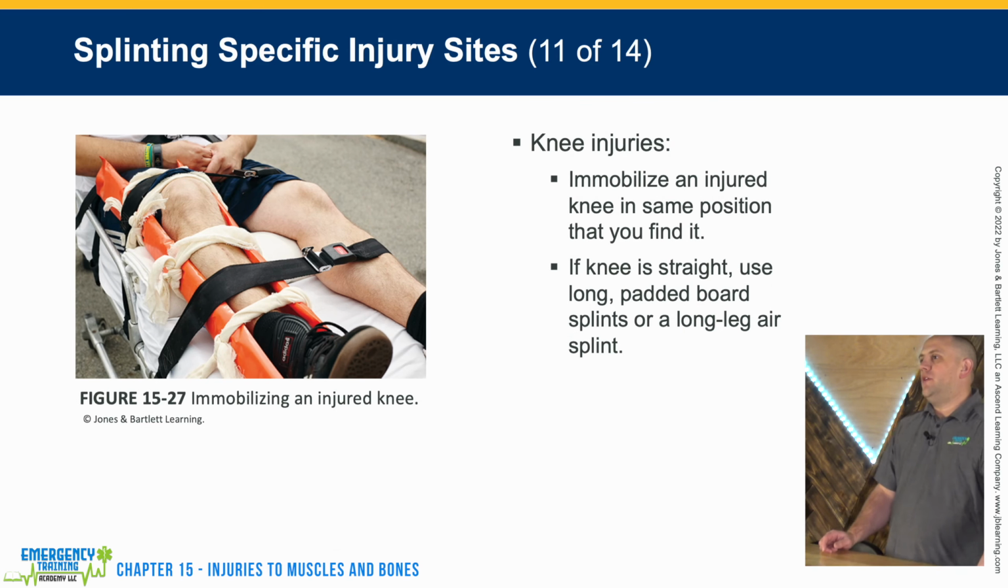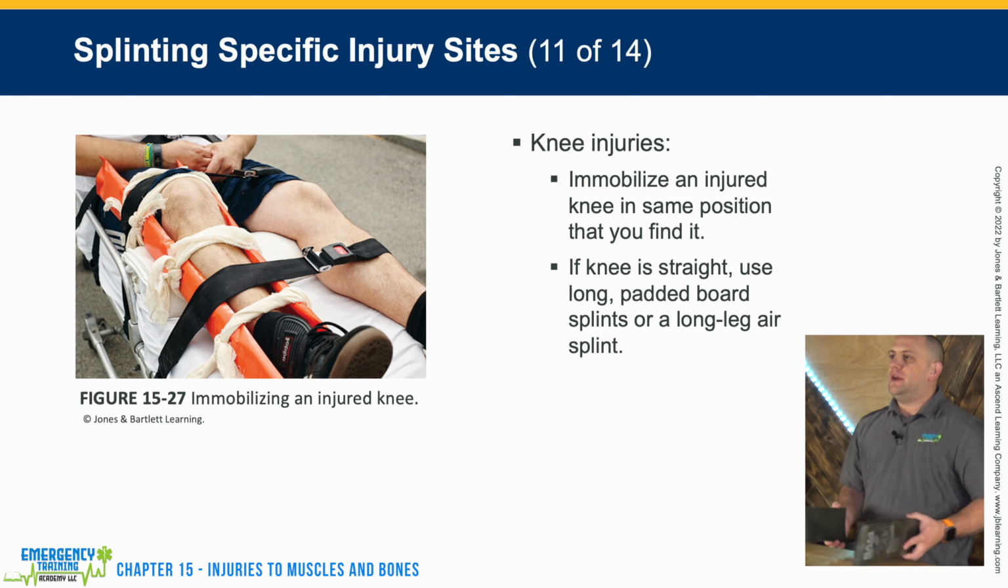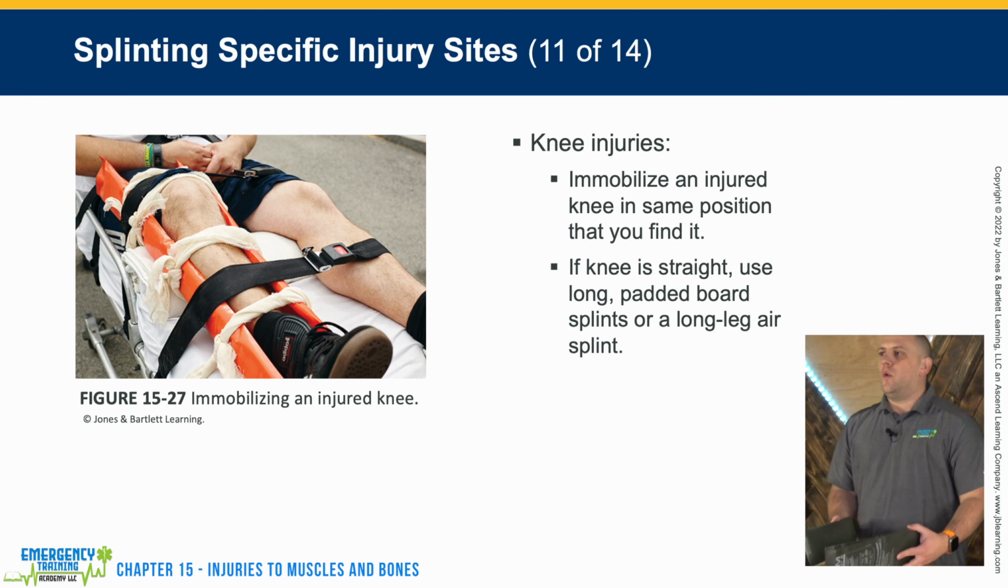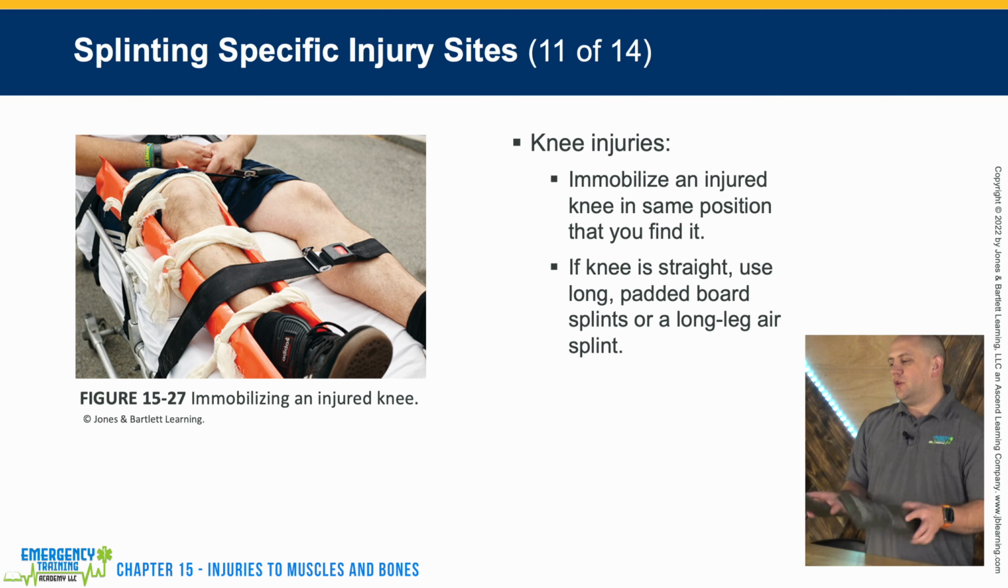As mentioned, if we are splinting a knee injury, we want to make sure that we are splinting it in the same position that we found it. If the knee is straight, we can use long padded boards or air splints. We can also use two of our SAM splints together, making sure that we're immobilizing above and below that knee injury.